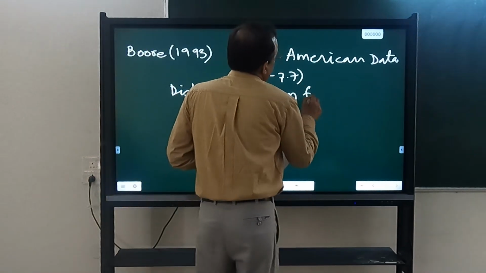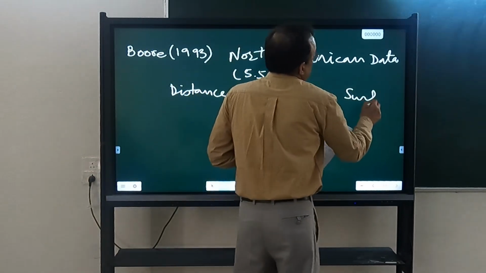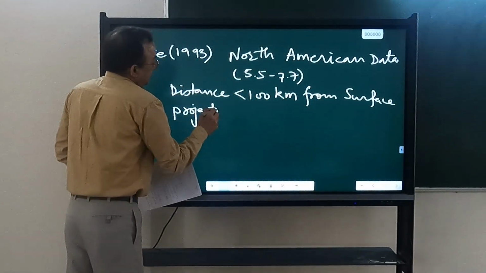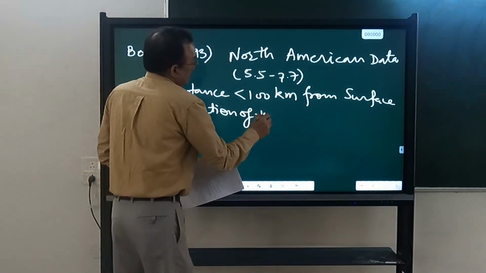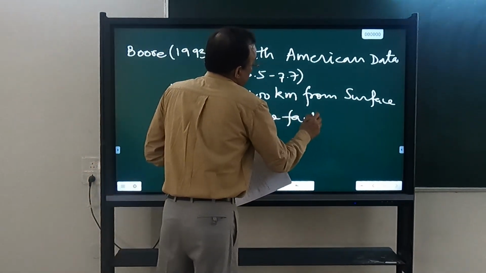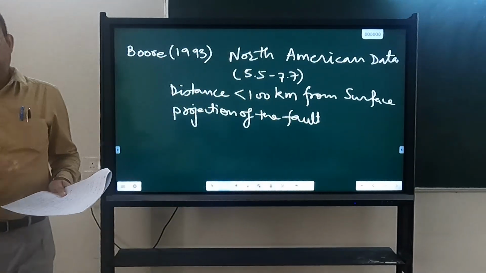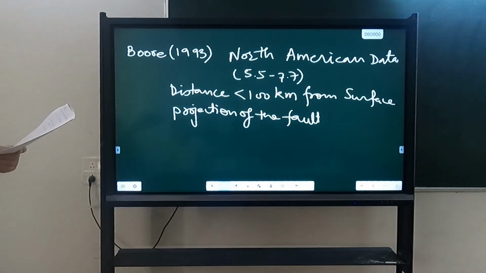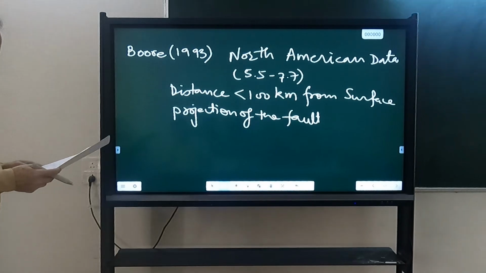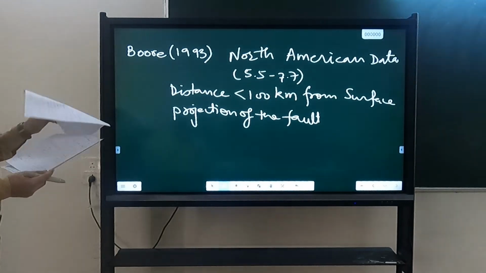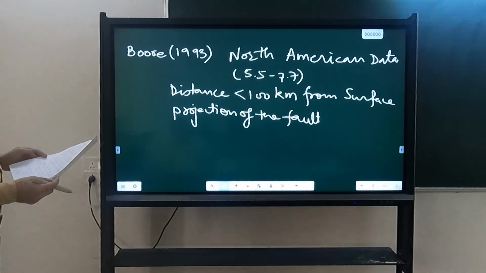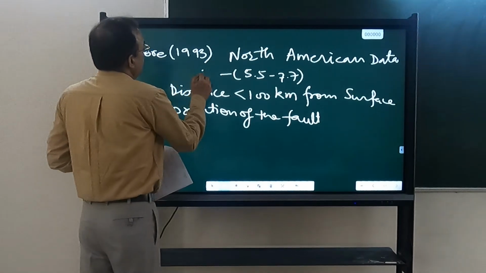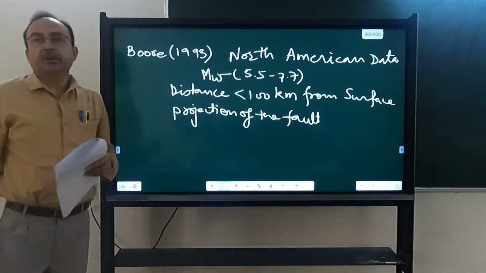And this distance was measured from the surface projection of the fault. Actually, fault is inclined. You project it on the ground surface. From projection, you take the closest distance. That will give you the distance. And the type of the magnitude they considered was moment magnitude.